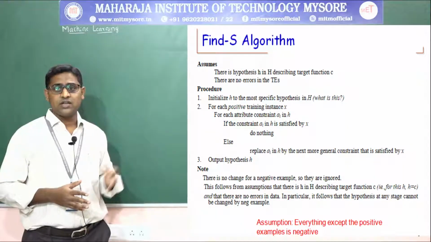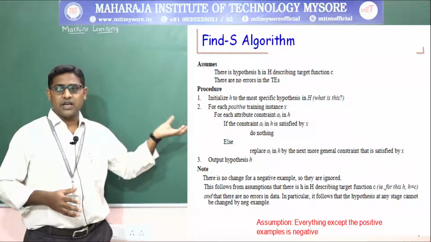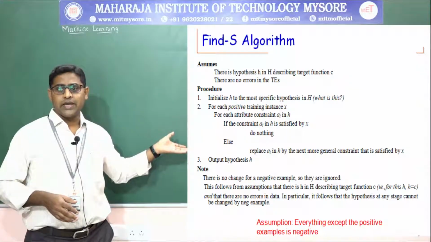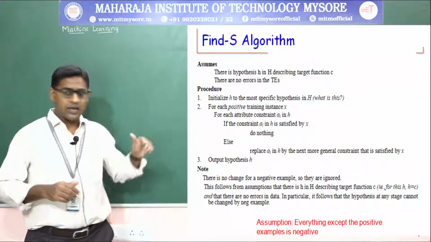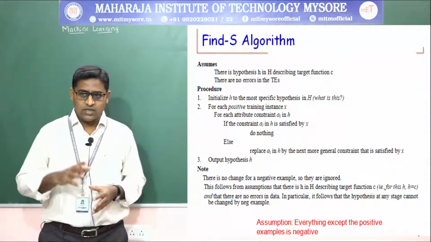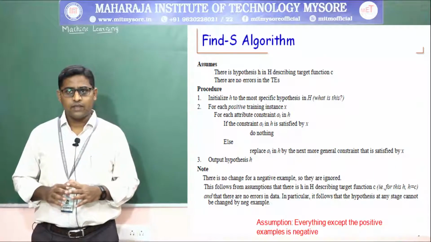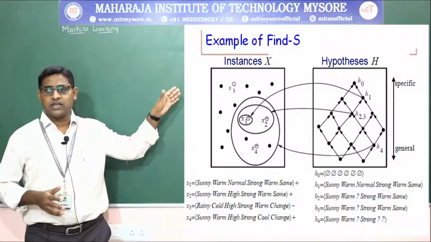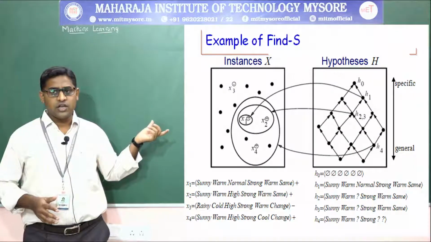For each positive training instance X, for each attribute constraint AI in H: if the constraint AI in H is satisfied by X, then you do nothing and it will not be changed. Otherwise you replace AI in H by the next more general constraint that is satisfied by the instance X, which is the question mark symbol. So the output hypothesis H will be obtained. The assumption here is that everything except the positive examples are negative. Now consider the same example of Find-S, where x3 is negative and we are considering only x1, x2 and x4 as positive examples, where h0 is initialized to null values.